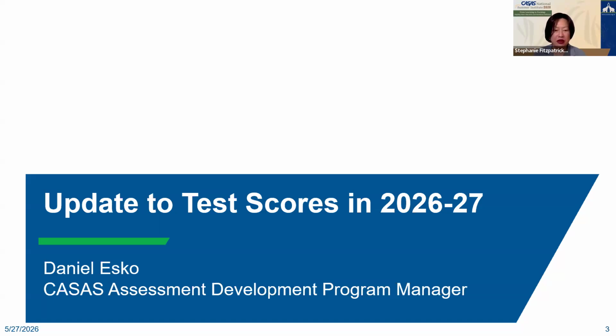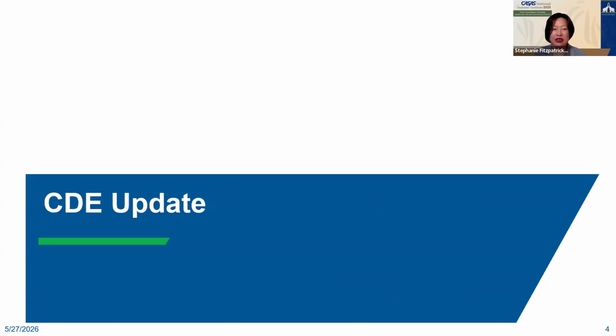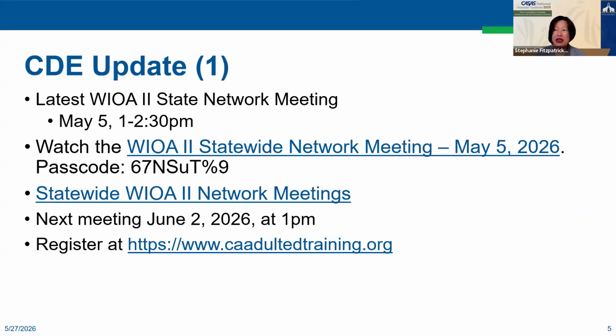Okay, so moving forward. Next is the CDE update. The latest WIOA state network meeting was May 5th, and you can watch that recording at this link. Remember, after this meeting, I will be emailing out the recording with all the slides. Once you receive the slides, you'll be able to click on the links on the slides. This is the link for the recording. The next link is for a list of statewide WIOA network meetings. We have one more left before the Summer Institute, which is June 2nd at 1 p.m., and you can register for that here.